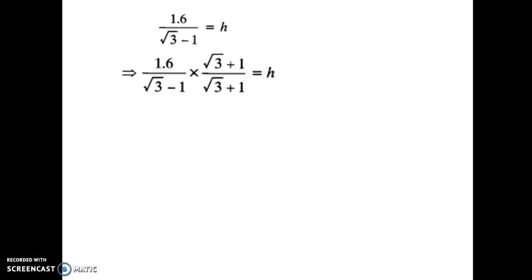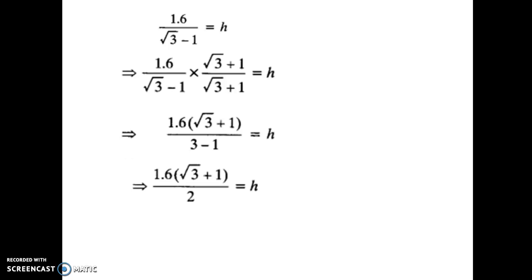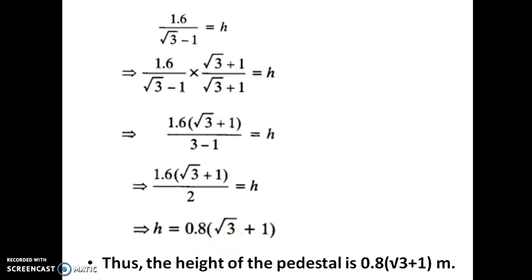So we need to rationalize this. Then only we can get a value where you don't have root in the denominator. So after rationalizing, you will get 1.6 into root 3 plus 1 divided by 2. Okay, so still more, if you simplify, you can cancel 1.6 and 2. So you will get 0.8 here. So 0.8 into root 3 plus 1. So the height of the pedestal is 0.8 into root 3 plus 1 meter.